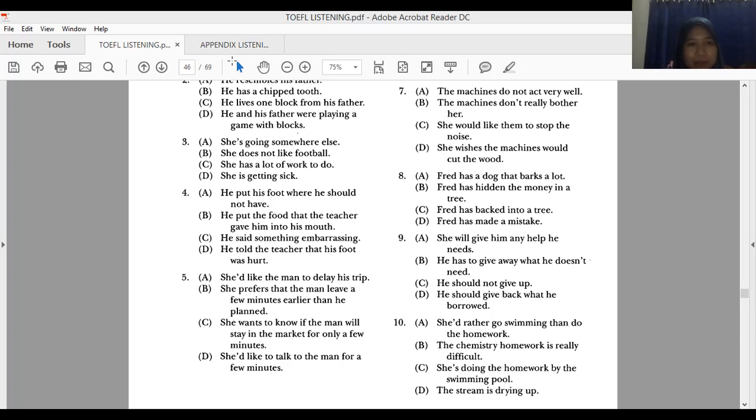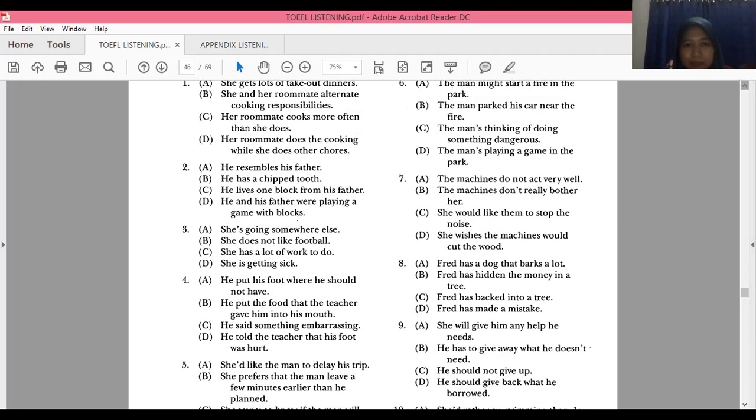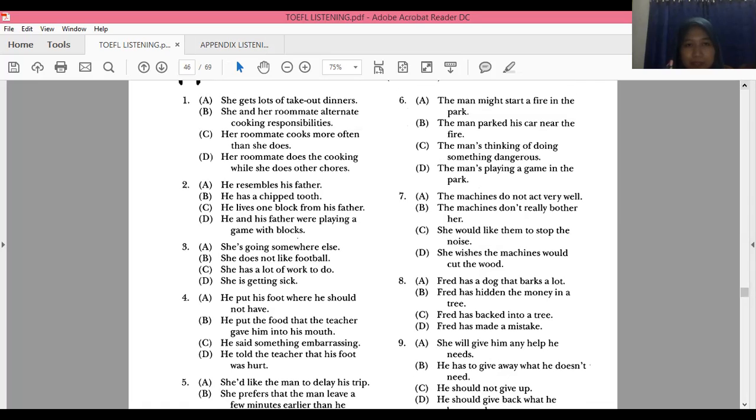Finish? You may check the answer on the chat box. Number 1, okay, B. Take turns. Ini bergantian. She and her roommate alternate cooking responsibilities. Okay. Should we listen again? We'll check the idiomatic phrase-nya aja.